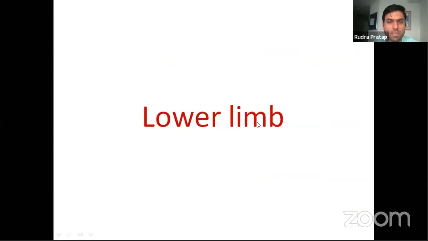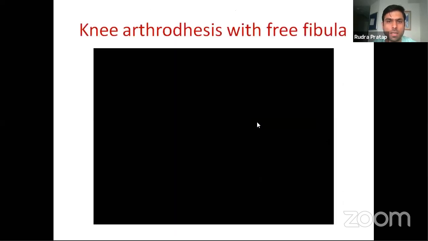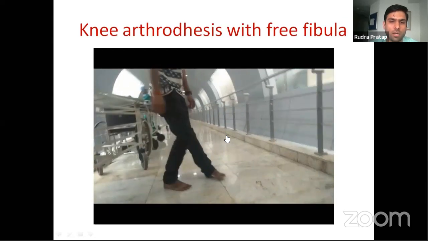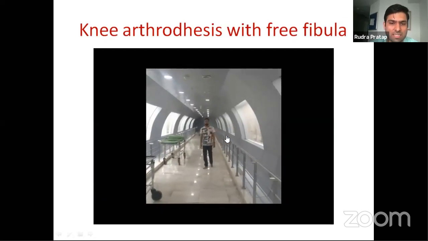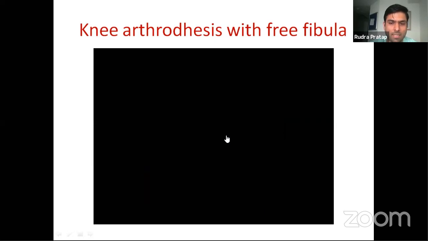So we'll now be discussing reconstruction in lower limb resections. For osteoarticular resection around the knee joint, we can either arthrodese the joint with the help of a plate or a nail, or using an Ilizarov fixator. This is the video of a patient which shows good mobility after that. The drawback of the procedure is that there is no linear motion, but there is a stable joint. This type of reconstruction is prevalent in patients who are heavy workers and manual laborers.